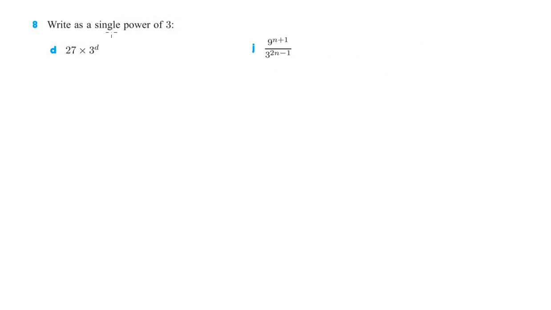Looking at number 8 here, as a single power of 3. 27 is 3 to the 3rd times 3 to the d. We know that when the bases are the same and we're multiplying these together, we add the exponents. So it's going to be 3 to the, actually not 3 times d, but 3 plus d. Okay, add the exponents.